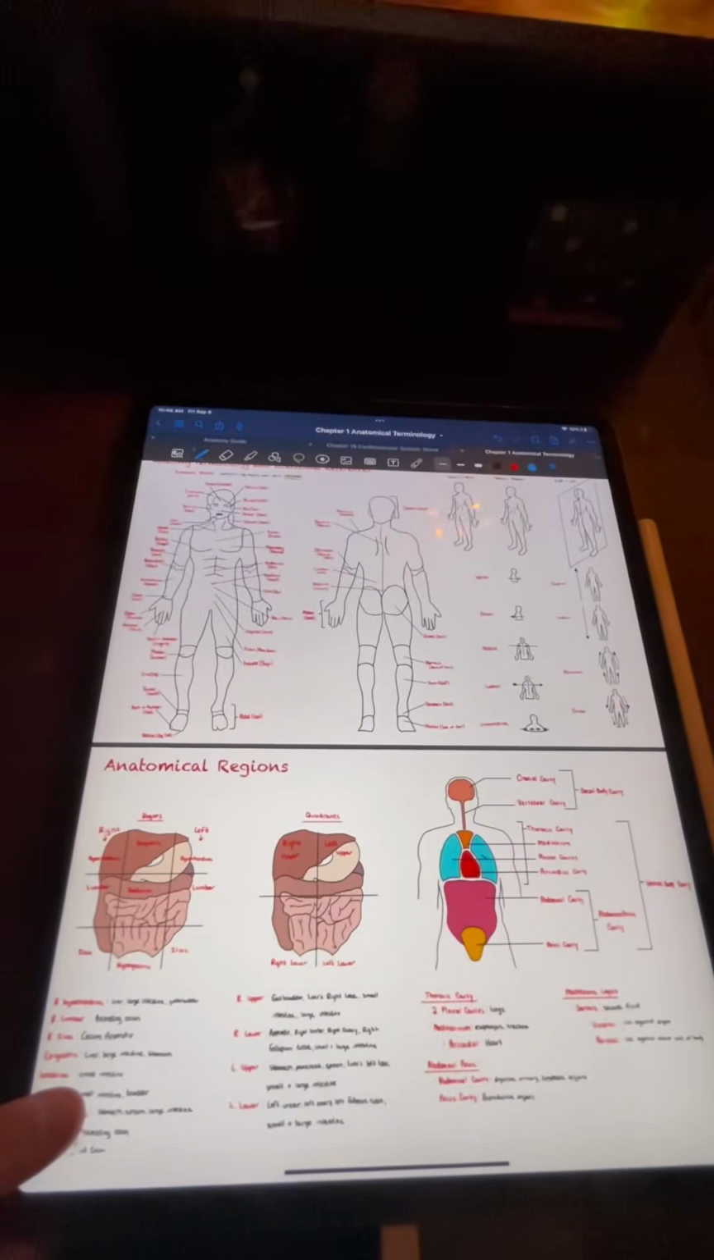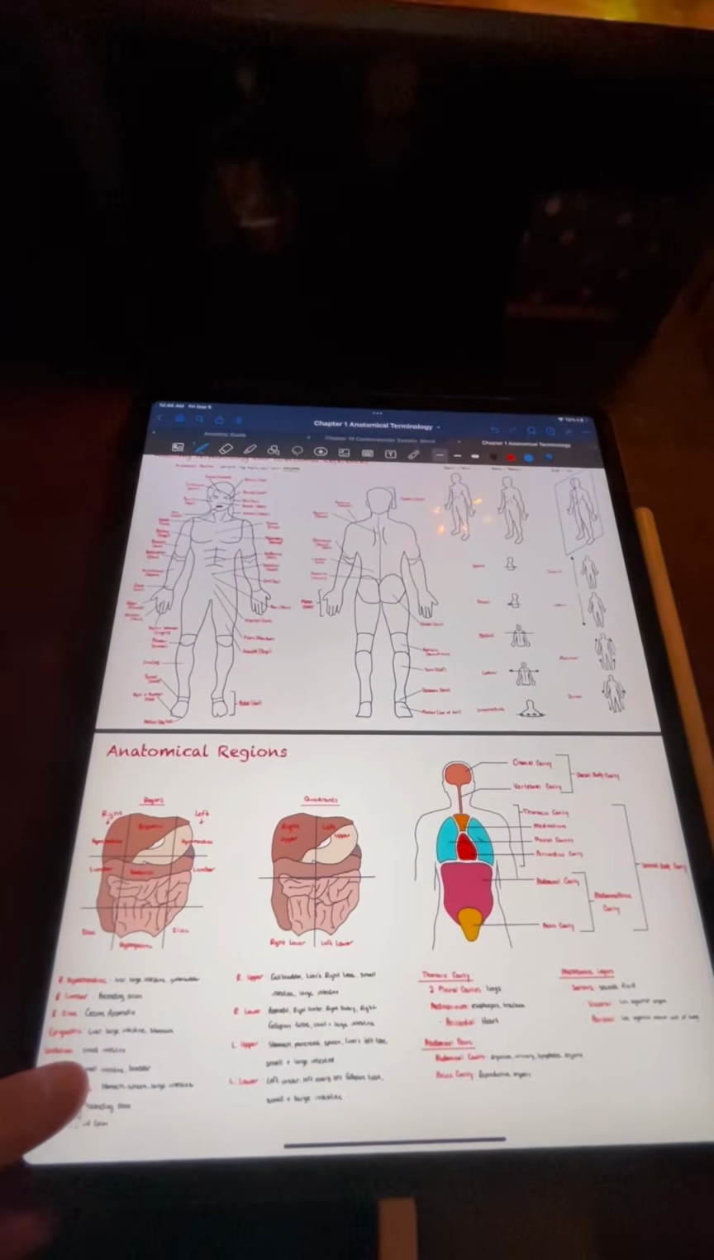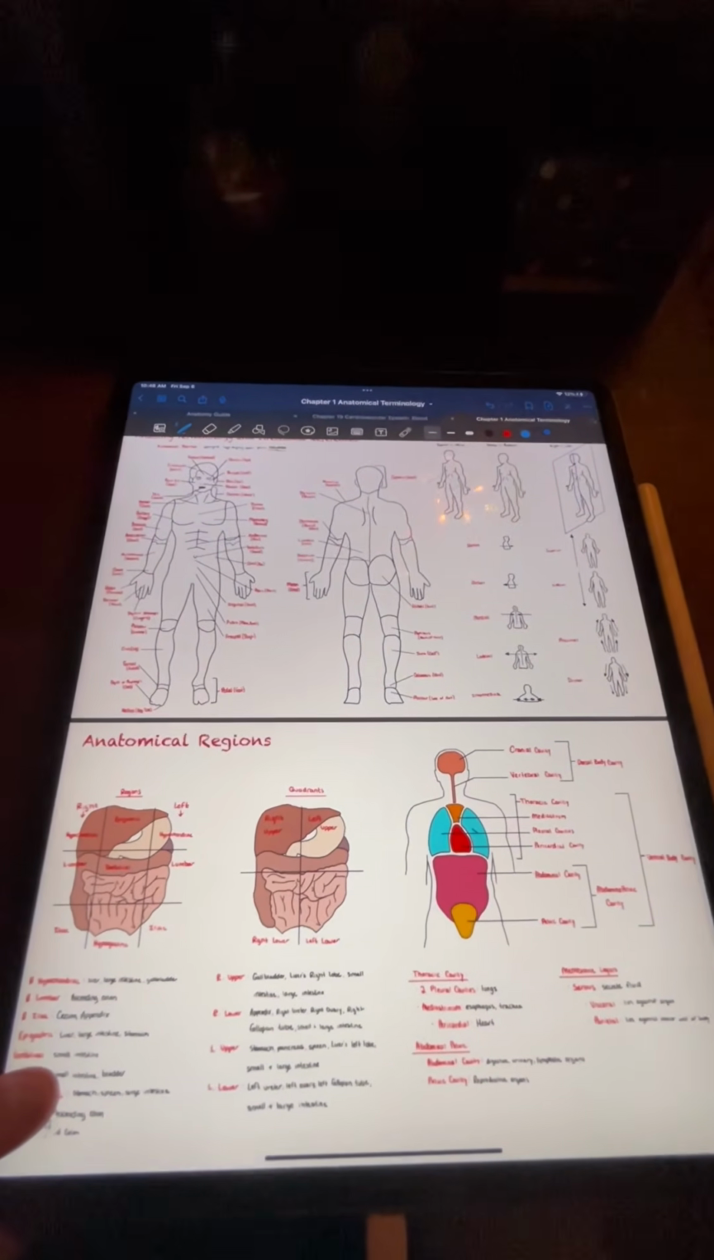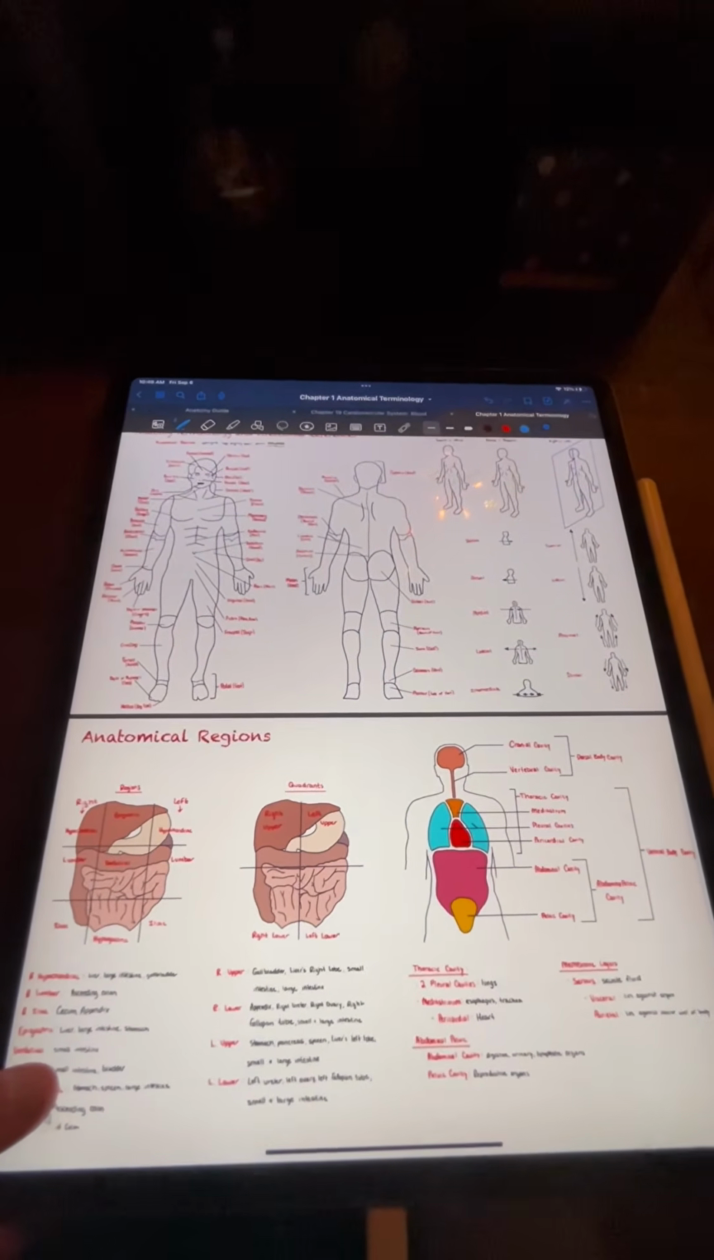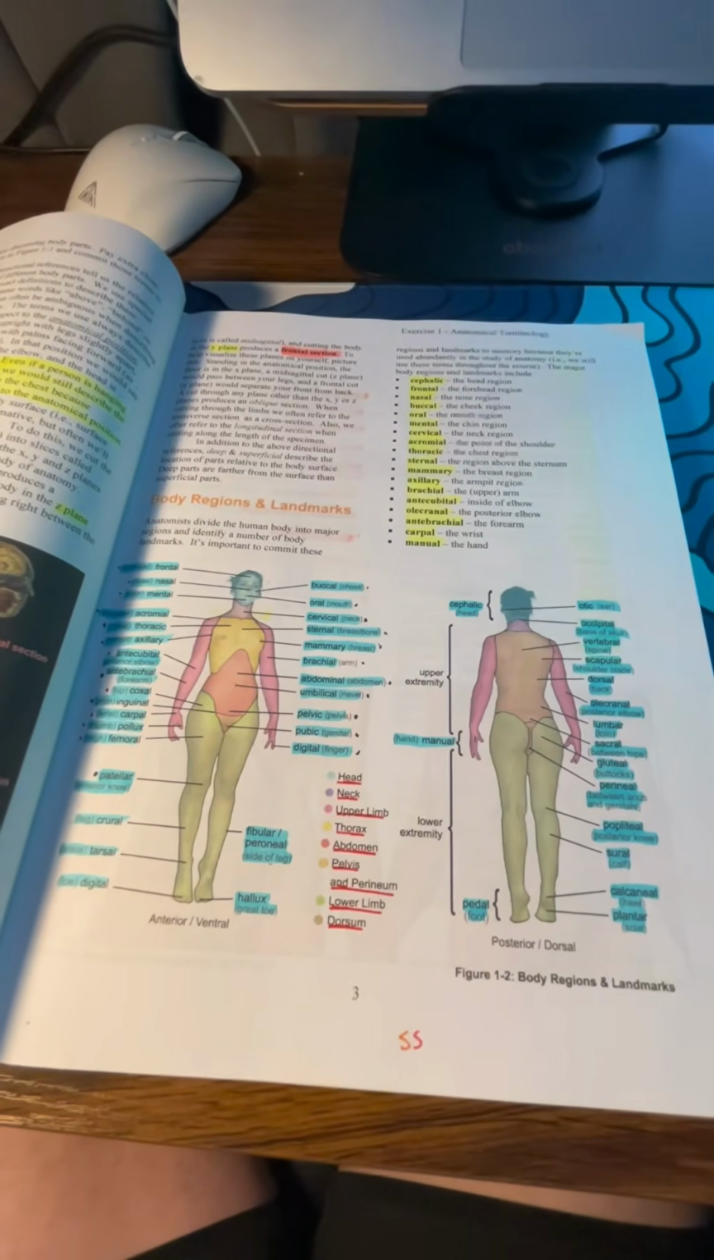And then you'll want to learn the quadrants of the body, and you want to learn whatever organ is in those, and you want to practice naming what organ is in each quadrant. And that's essentially how you should go about studying Chapter 1 or medical and anatomical terminology.